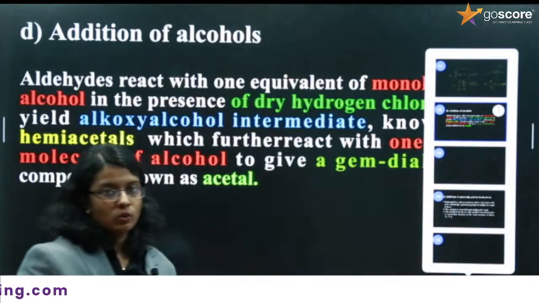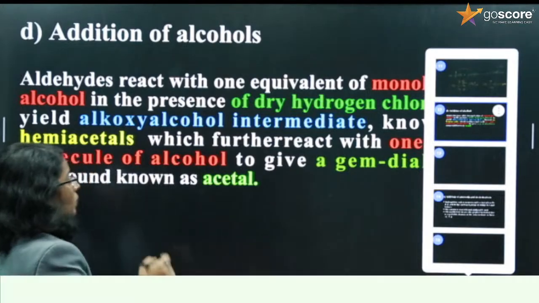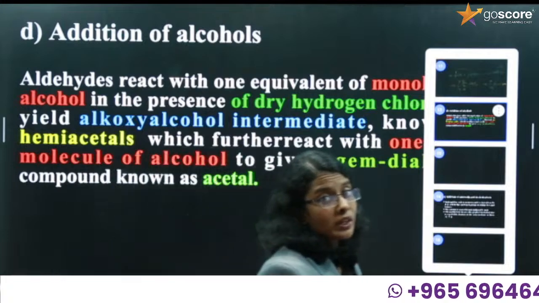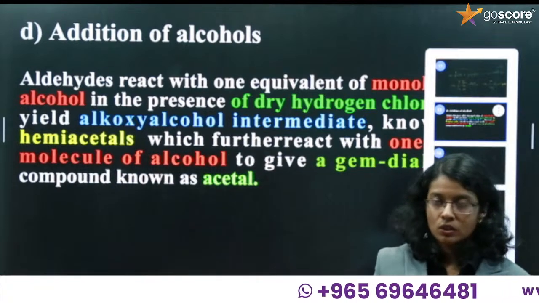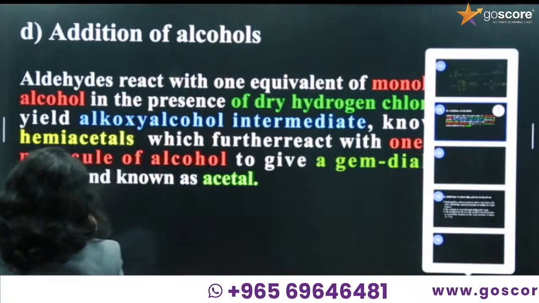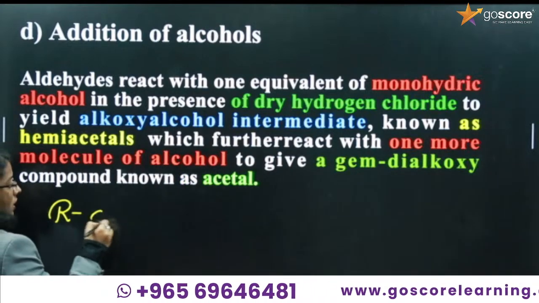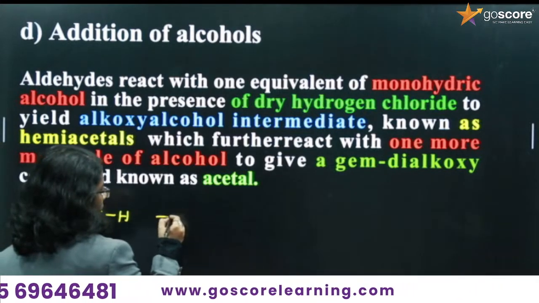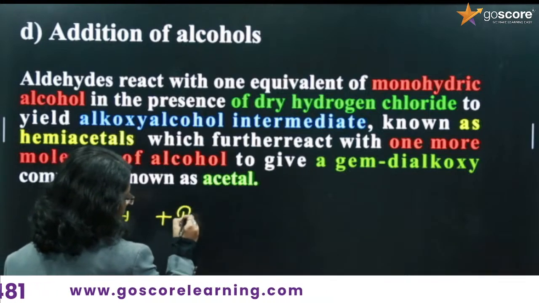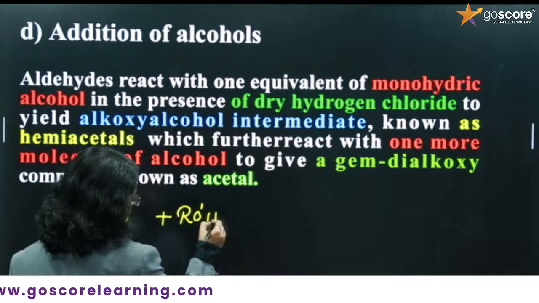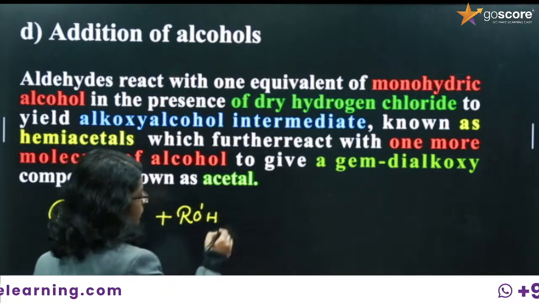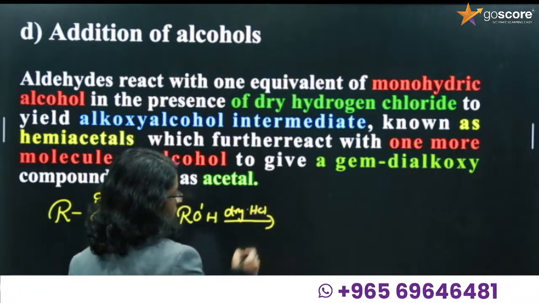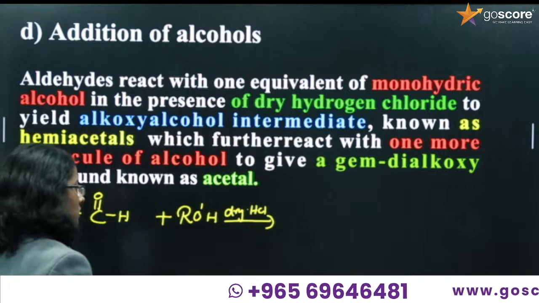addition of alcohol. So here we are treating aldehyde. Aldehyde is reacting with one equivalent of monohydric alcohol. So here first we are reacting aldehyde, that is RCH=O, with an alcohol, that is R'OH, in presence of dry HCl.